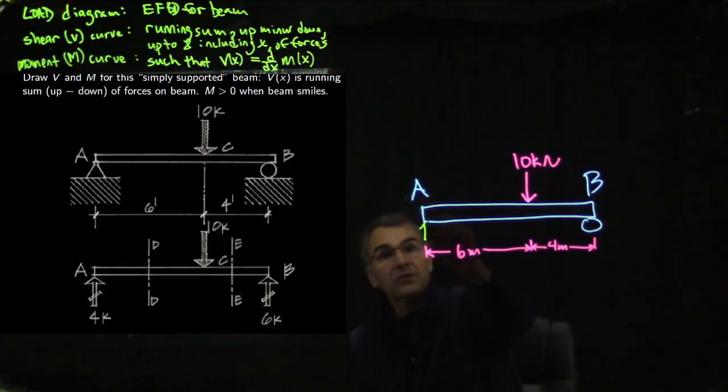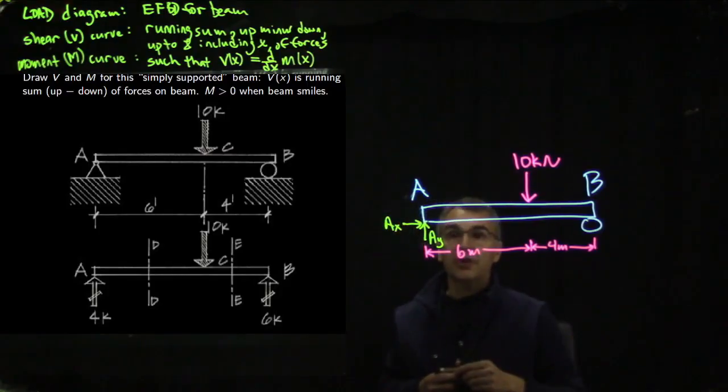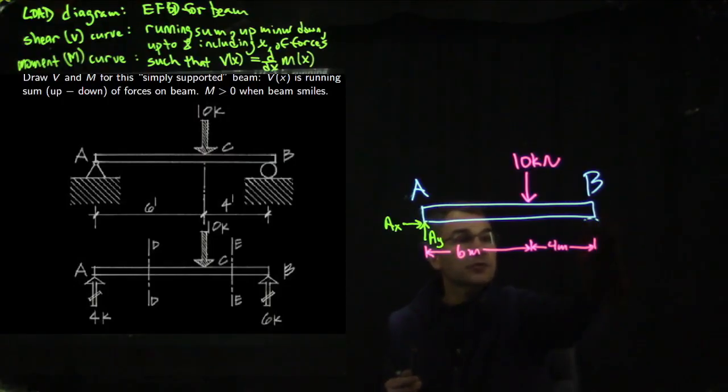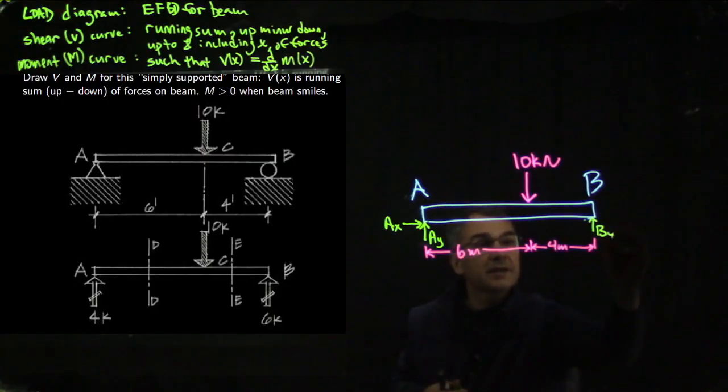So at this pin support, there is a vertical support AY, and there in principle could be a horizontal support AX, although that's always going to be 0 in our beam loading diagrams. Usually we only consider vertical loads on these diagrams. And then over here at B, we have only a vertical force. So here's BY. So AX will be 0.